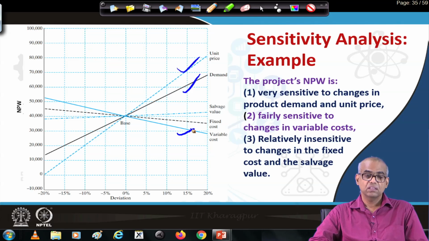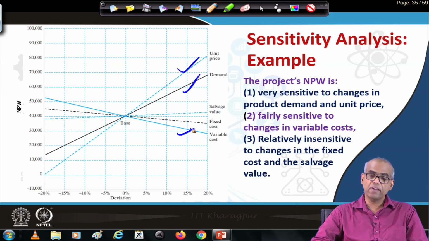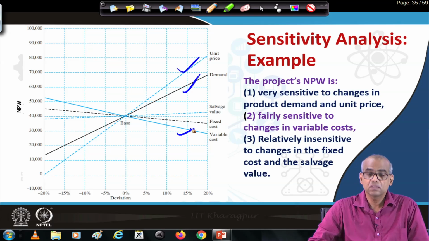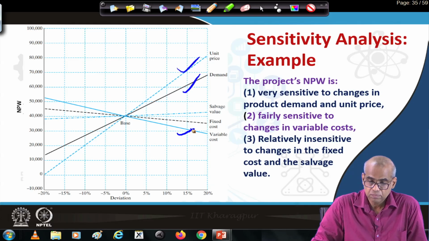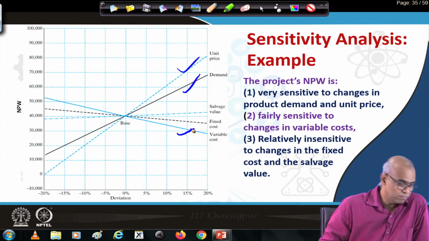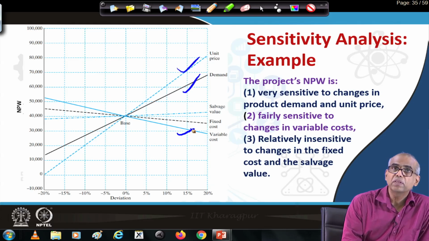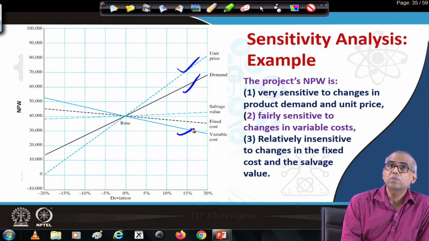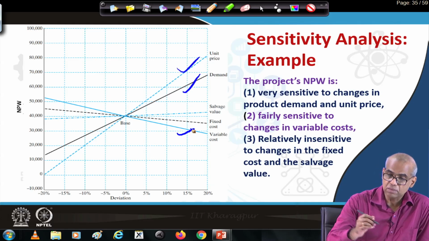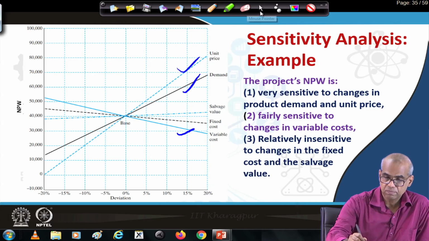So, we get a total picture of how changes in these different factors affect the net present value or the profitability analysis of the project cash flow diagram. So, the sensitivity of the project's profitability to various factors can be obtained by this sensitivity analysis.